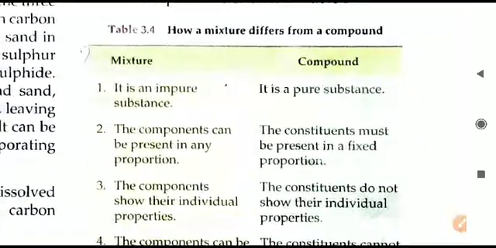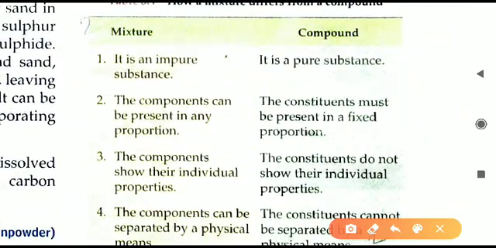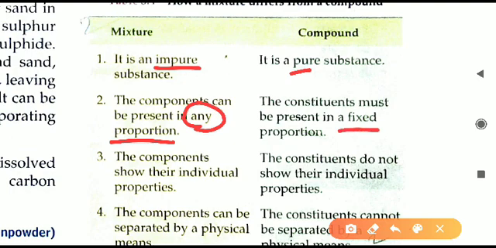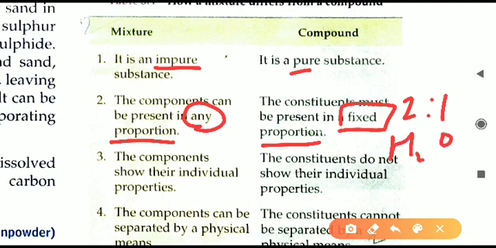The last topic of this chapter is the difference between the mixture and the compound. Quickly we will see. First, mixture is impure and compound is a pure substance. Second, the substances in the mixture are present in any proportion, but in the case of the compound, the proportion is fixed, like water, 2:1, 2 parts of hydrogen, 1 part of oxygen, that is H2O. So it has a fixed proportion. But in a mixture the proportion is not fixed, like air. In air any amount of carbon dioxide can be there. In polluted air more carbon dioxide is there, in clean air less carbon dioxide is there, or we can say more oxygen is there in clean air.